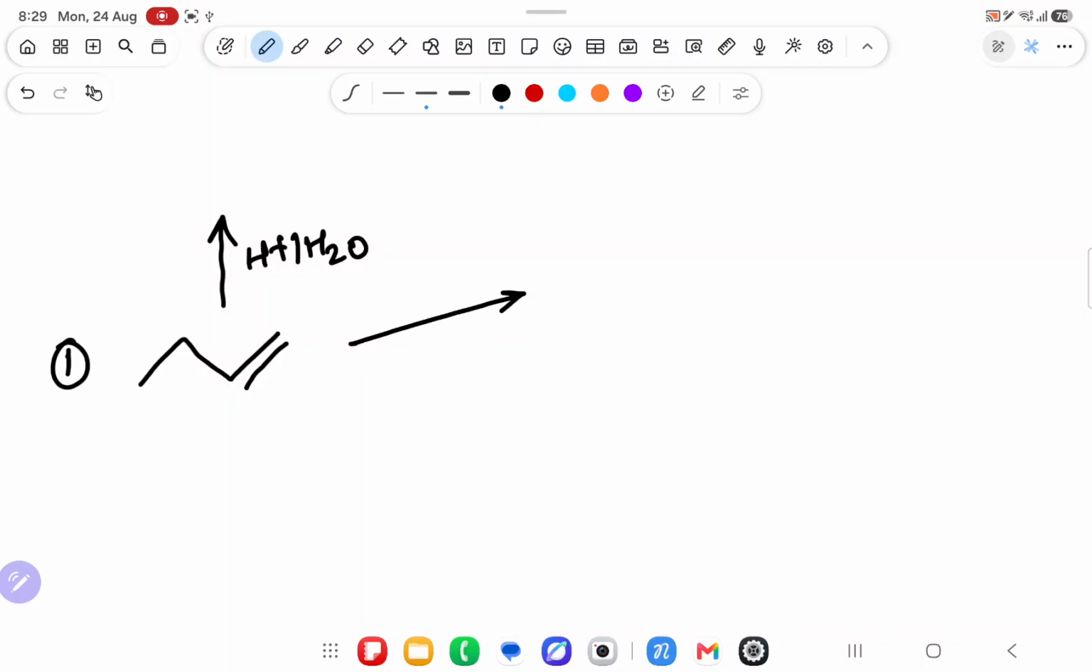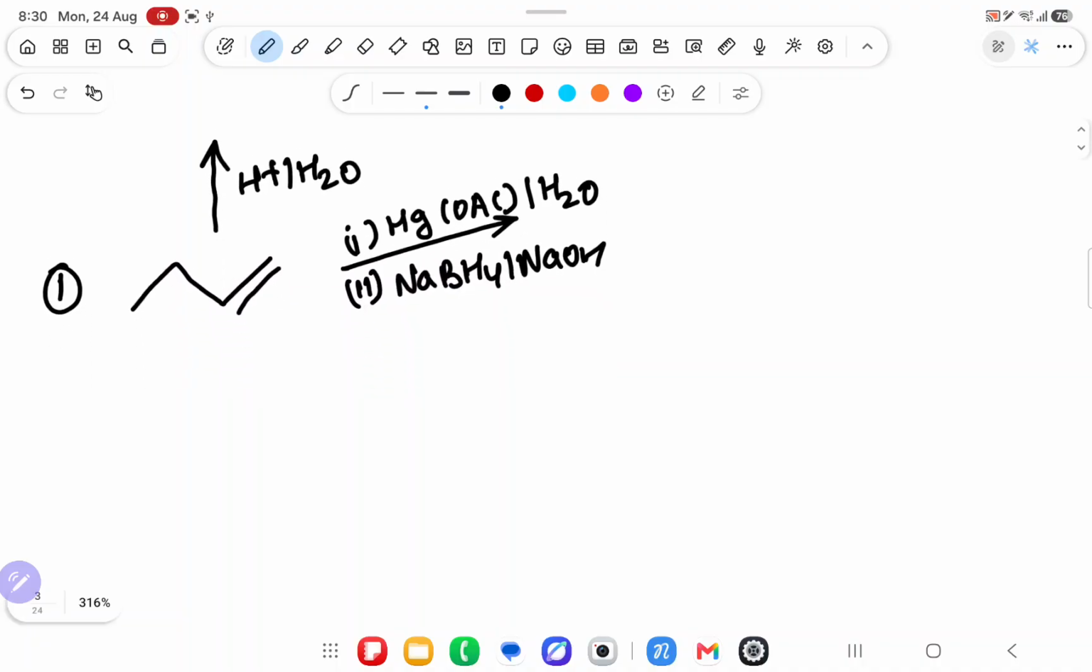I have written the first reagent as HgOAc in presence of H2O, and the second reagent as NaBH4 in presence of NaOH.